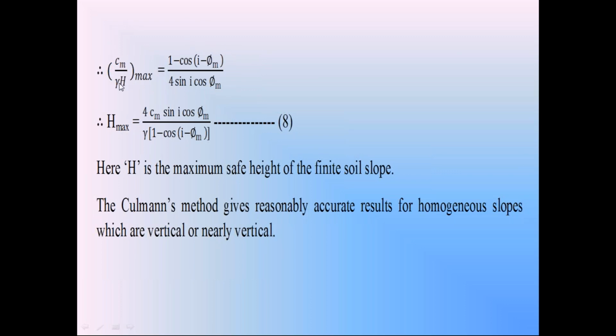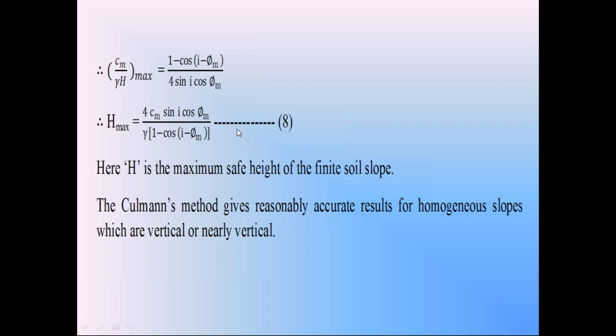From this equation, I can get the maximum height. H maximum, the maximum height of side slope AB, is equal to 4 into the mobilized cohesion per unit length Cm into sin I into cos phi m, divided by gamma into (1 minus cos (I minus phi m)).